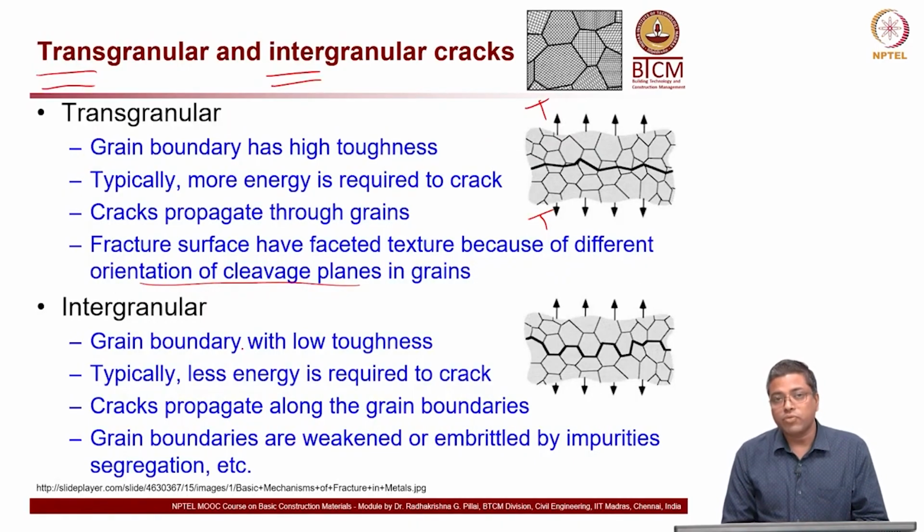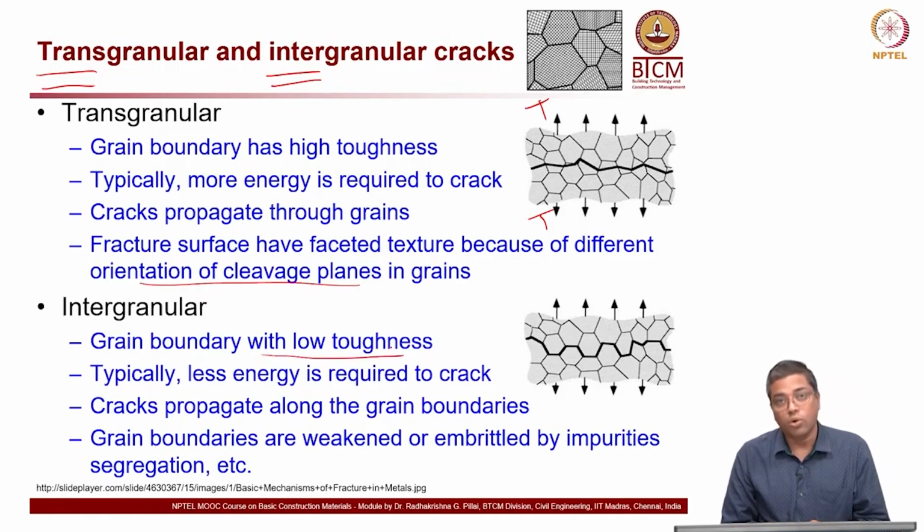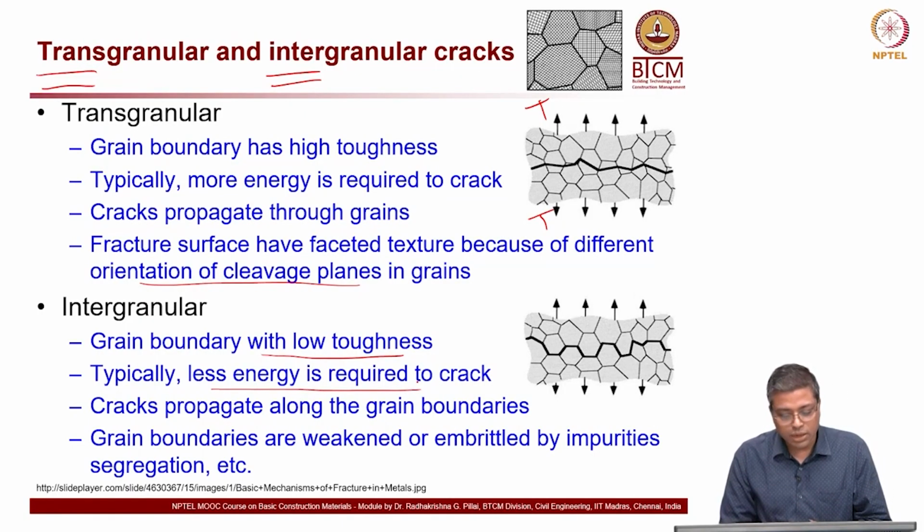So, now the second type of crack is intergranular crack, where the grain boundary has in general low toughness. In the first case, the grain boundary had high toughness and the grains were actually weaker. In the intergranular case, you have a grain boundary which has low toughness, or fails earlier, or fractures earlier. Now, typically less energy is required to crack in this, but again I am making a general statement here; specific material to material, these less and more and all that will keep changing. But in general, this is the scenario.